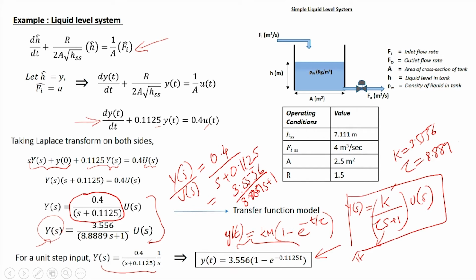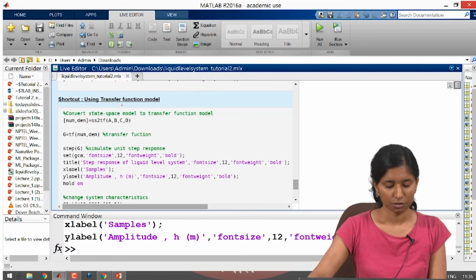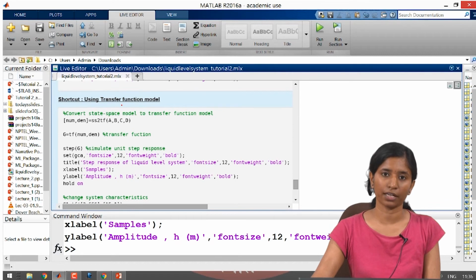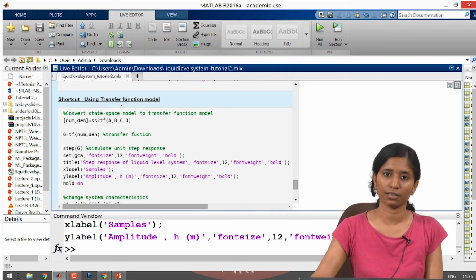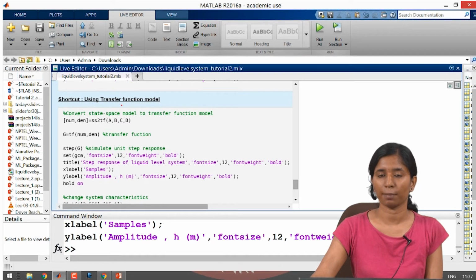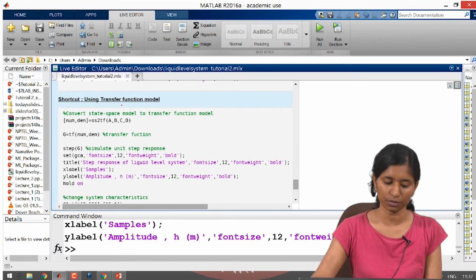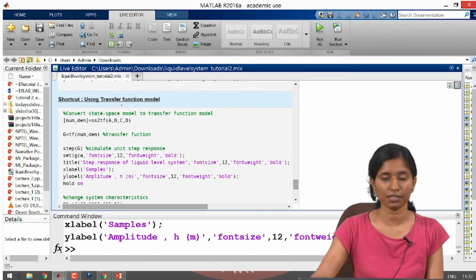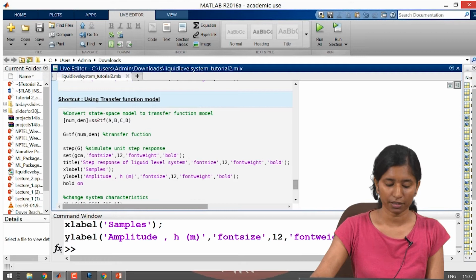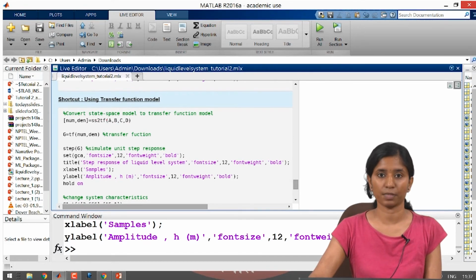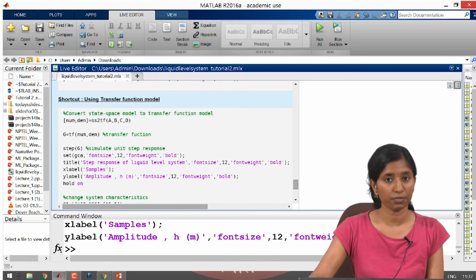Now, let us see how we can simulate the response of the system using the transfer function model in MATLAB. The transfer function model can be arrived at either by doing the Laplace transform and finding the expression which relates the Laplace transform of the output to the Laplace transform of the input, or if we have the state space matrices, we can simply use the command ss2tf of A, B, C, D. ss2tf will convert the state space model to a transfer function model, and it will give us the numerator and the denominator of the transfer function model.